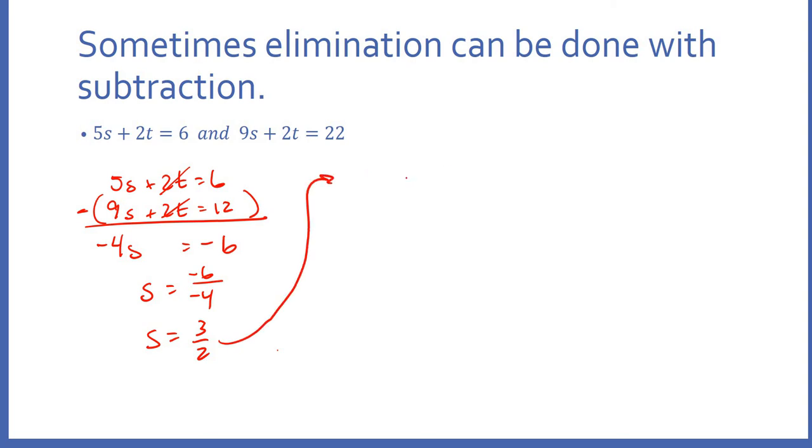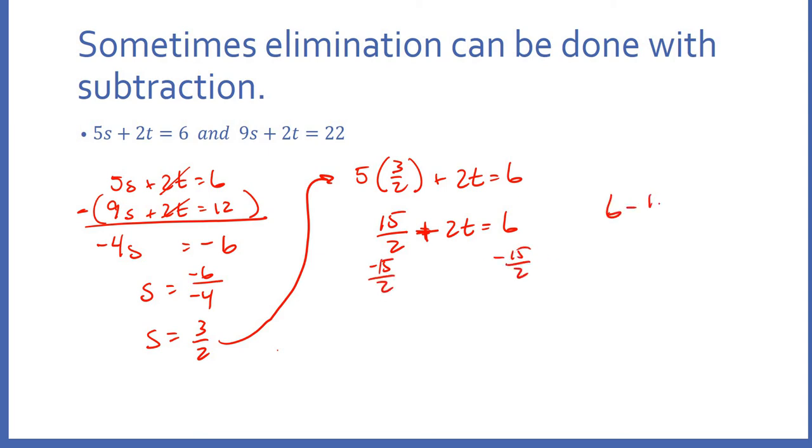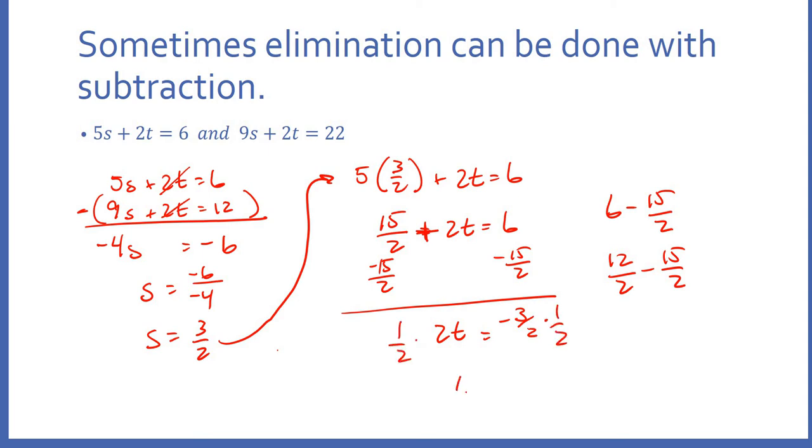Substituting that into one equation or the other. So 5 times 3 over 2 plus 2t equals 6. That's 15/2 plus 2t equals 6. I'm going to subtract 15/2 from both sides. 6 minus 15/2 is 12/2 minus 15/2, so that's going to be negative 3/2. And then if I multiply both sides by 1/2, I get t equals negative 3/4.